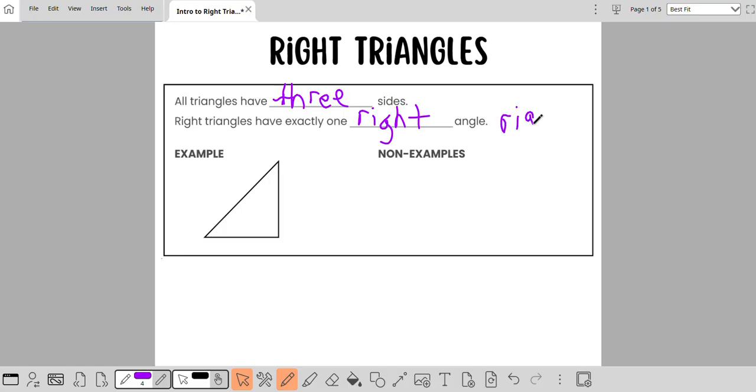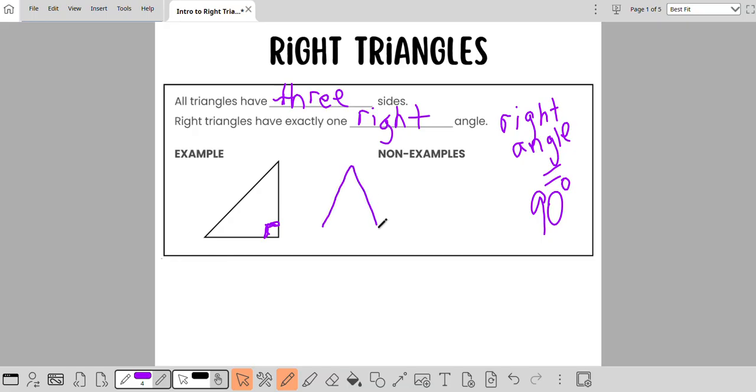A right angle equals 90 degrees. It is a perfect corner. Okay, so an example of a triangle is right in front of you. It is a right triangle. It has a 90-degree angle. So that indeed is a right triangle.